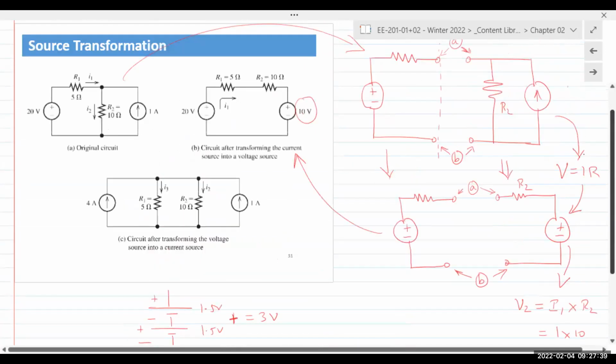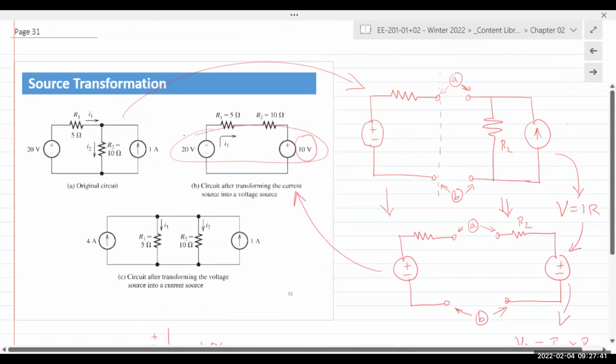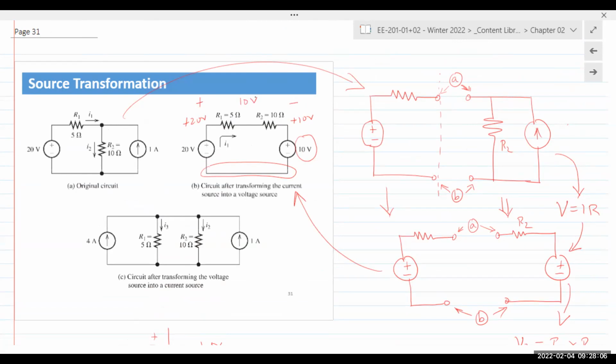So if you take a look at the 20 and 10 volts, this is common between the two. This is plus 20. This point is plus 10 volts. You apply KVL or you simply subtract, you would get plus here and minus here, and you would get 10 volts. So you're applying 10 volts across the combination of R1 and R2.